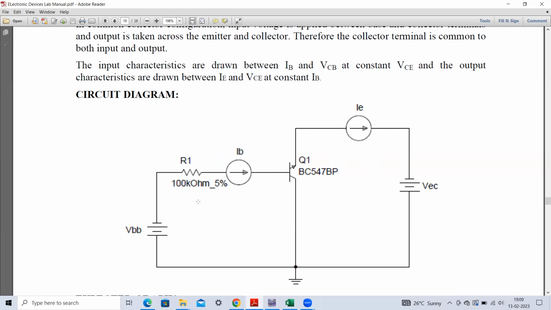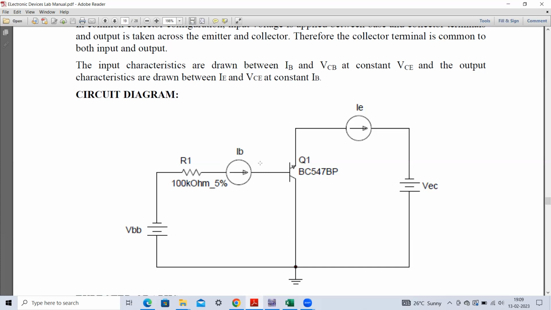In this configuration, while obtaining the input characteristics, we have to first vary this particular potential. We are applying a certain supply at this particular point, which is regarded as VBB. In my MultiSim model, I will regard this particular voltage as Vin. This is the VBB supply, and please note down the polarity of this battery. The negative terminal of the battery is connected to this particular base through this resistance.